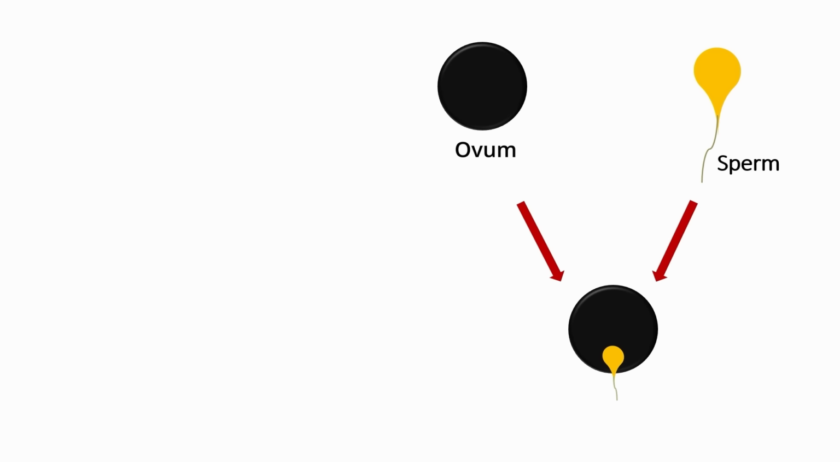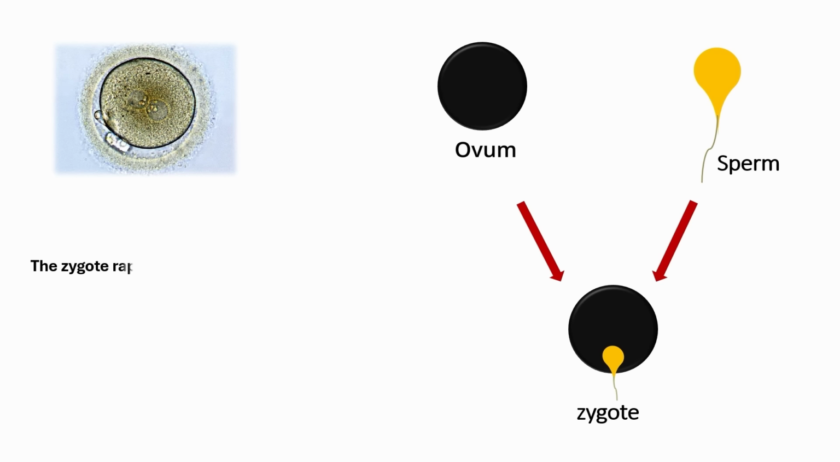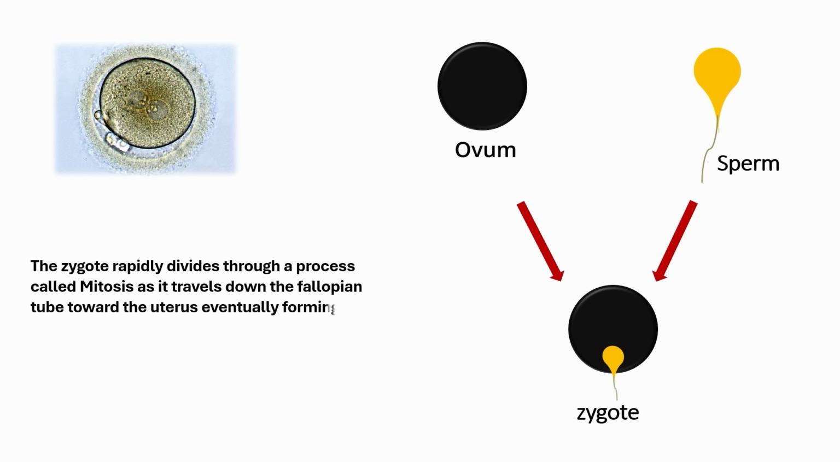Fertilization is the fundamental process of sexual reproduction where a female gamete, egg or ovum, and a male gamete, sperm, unite to form a new cell called the zygote. It is the earliest stage of development, lasting for the first few days, approximately 4 days. The zygote rapidly divides through a process called mitosis as it travels down the fallopian tube towards the uterus, eventually forming a ball of cells called the blastocyst.